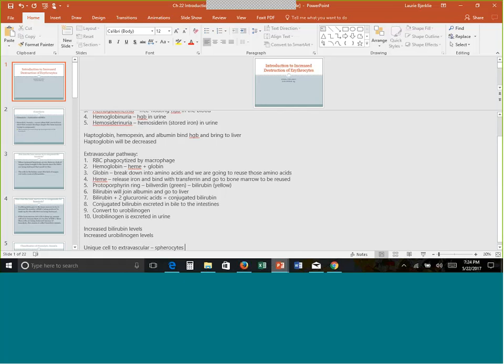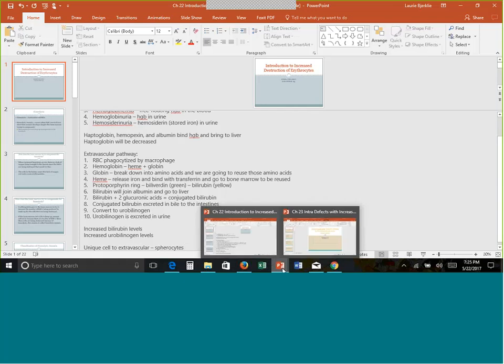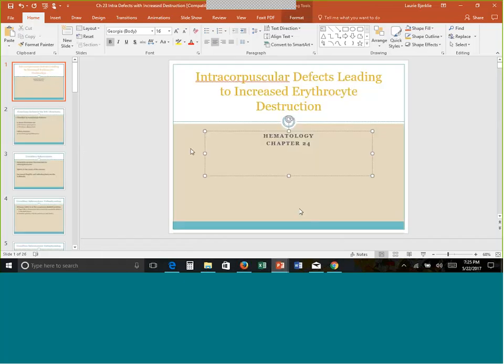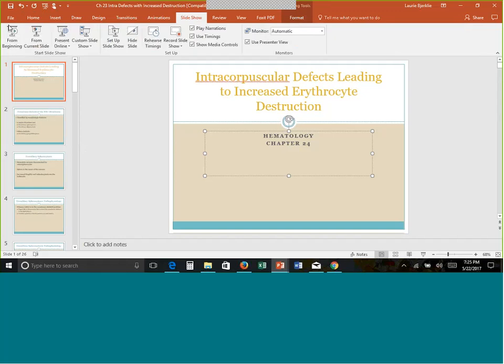So that's one way that a spherocyte is formed, and it's very much a sign of extravascular. It's not a sign of intravascular because it's happening in the spleen. So keep that in mind as well. All right, so I think that was a lot of information in the first chapter alone. All right, let's skip over to our next chapter, which is chapter 24.